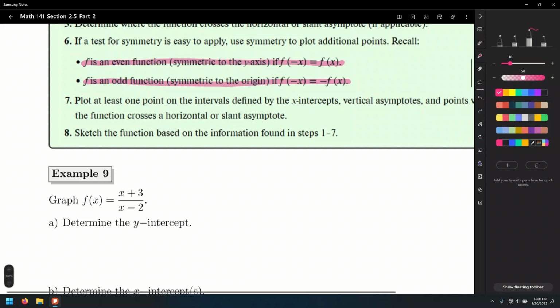And then plot at least one point on the intervals defined by the x-intercepts and the vertical asymptotes. Those are some calculations that we will do. You'll see about it. And those give us an idea of whether the graph is approaching a horizontal asymptote from below or from above. And you'll see how that works.